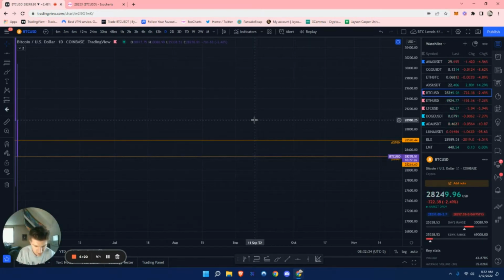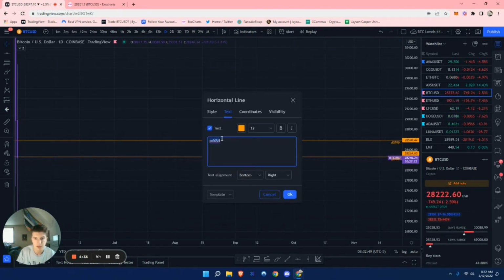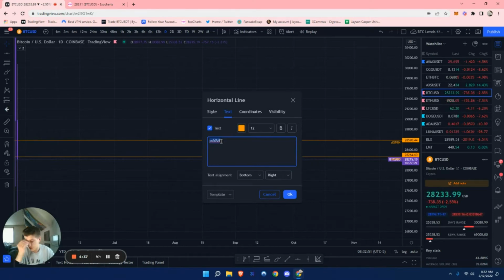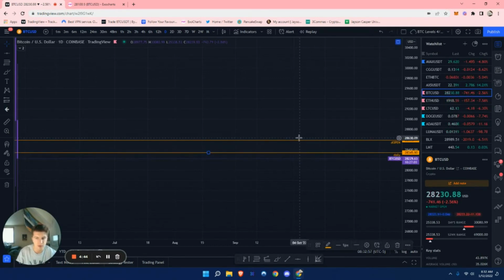Next is the open test drive. It's similar to the open drive, however, this typically happens off of a retest of a level. It can be really any level, a weekly level or a daily level. It just has to be relatively close to the daily open.